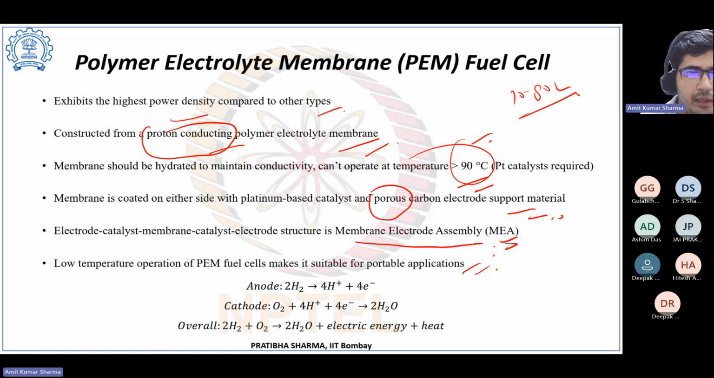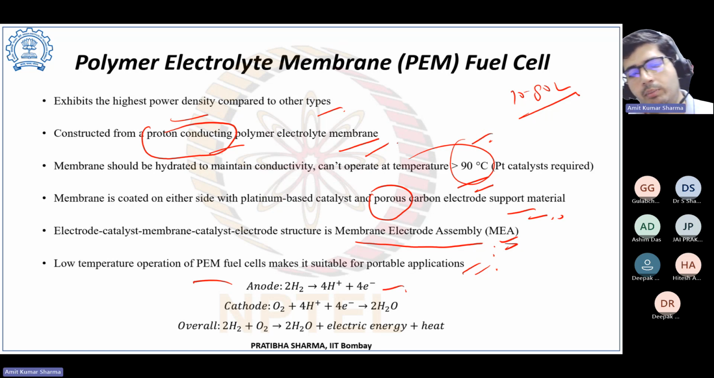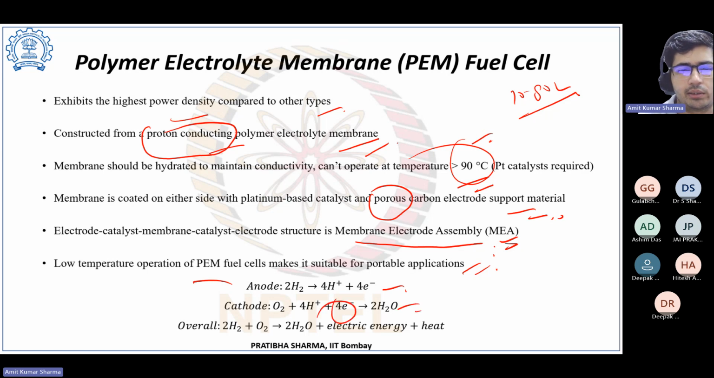The reactions: half cell reaction at the anode, hydrogen oxidation. So 2H2 gives 4H plus plus 4 electrons, and at the cathode, O2 plus 4H plus plus 4 electrons gives 2H2O. The electrons come through the external circuit and the hydrogen ions come through the electrolyte. So the overall reaction is 2H2 plus O2 gives 2H2O plus electric energy plus heat.